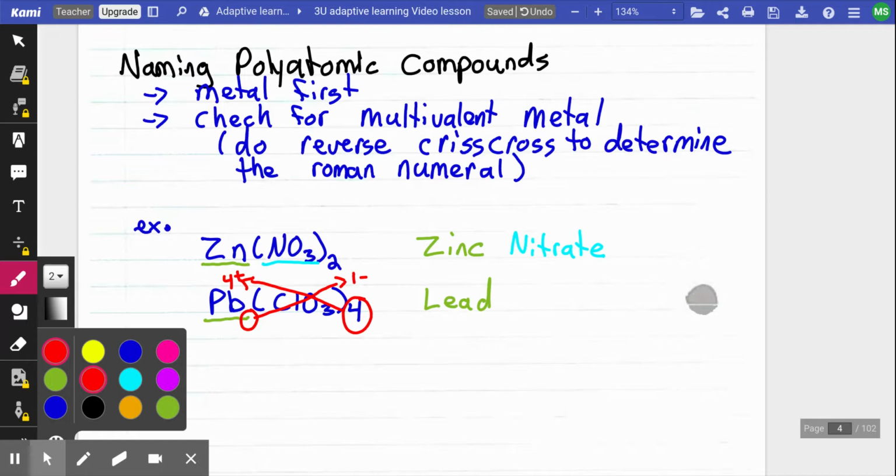So at this point, you have to do a little check. Is the ionic charge of chlorate 1 minus, -1? Yes, it is. So this means that this formula has not been reduced. So the Roman numeral for lead is 4, and then ClO3 is chlorate.